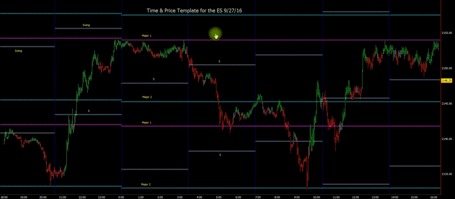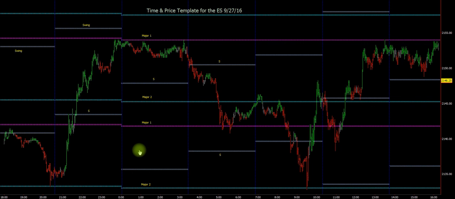Anyway, this is the time and price template, and this is for the ES. This is for today, the 27th of September, 2016. And these shorter levels right here that I have labeled swing, well, that's exactly what they are. Those are swing levels that are based on time and price. So anything you see with an S by it is a swing level. The purple line here is the major level for the day. This is the other major level for the day, and there'd be one down further. This is the major 2 level right here. That's why it's labeled major 2.